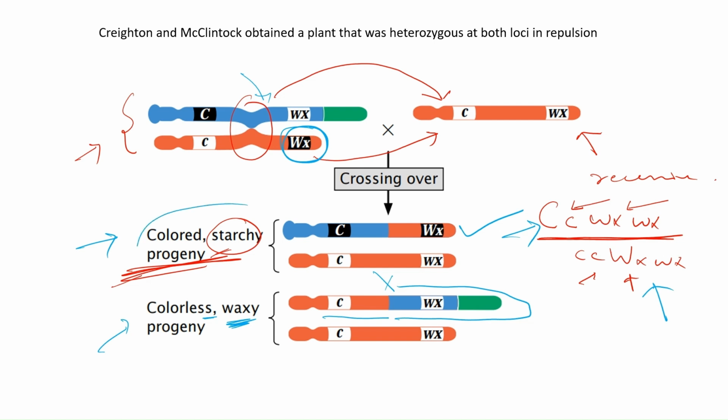So in this case, colored and starchy, which should have been colored and waxy. In this case, colorless and waxy, which should have been colorless and starchy. So this happened due to physical exchange of chromosomes. So they proved that recombination happens due to physical exchange of the chromosomes.